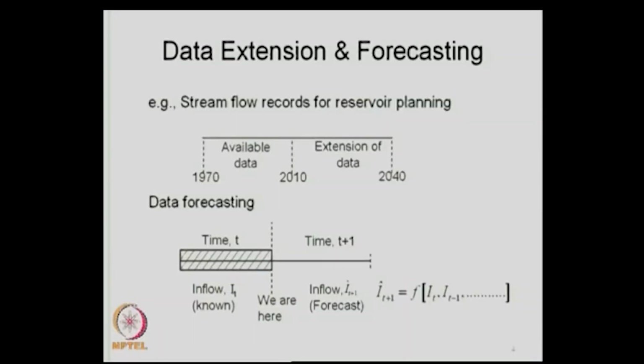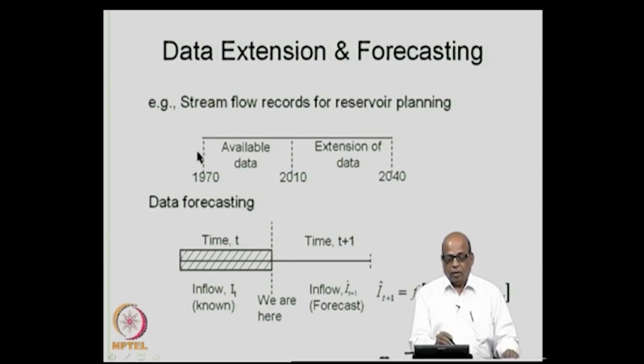So, in data extension, as I just mentioned, we would be looking at the available data, let us say from 1970 to 2010 as an example. We have available stream flows for the last so many years, about 40 years, and we want to extend this record to, let us say, 2040, because we would like to make the decisions based on data from 1970 to 2040. So, this is the problem of extension of data.